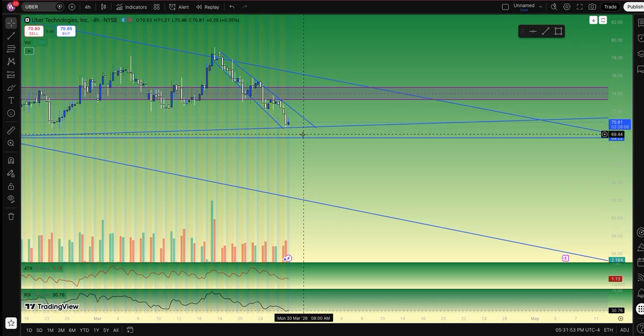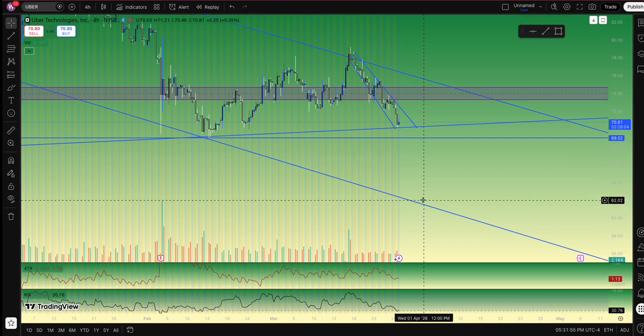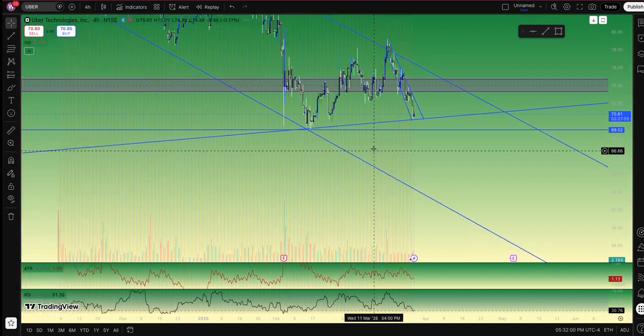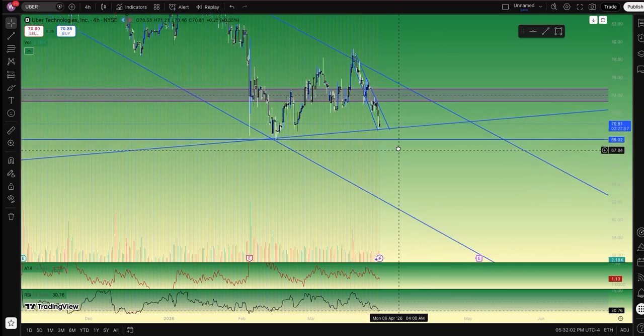So it's possible with Uber, it might even come back up here to 72. I could look for another entry. Maybe we could push lower to 62. No, it's not rocket science, guys, right? We push lower and take your gains.